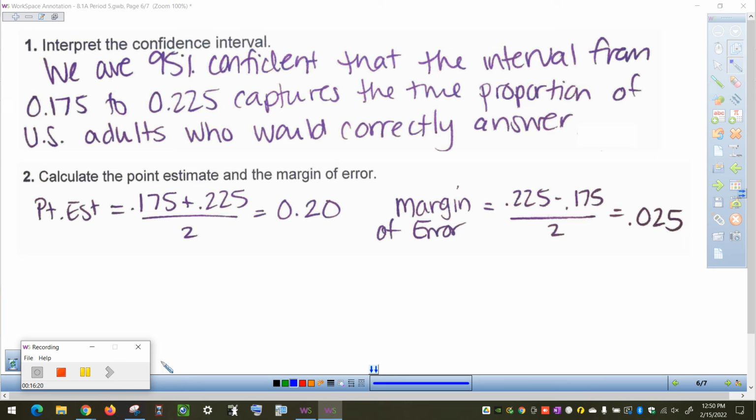All right, now our point estimate is just going to be the exact middle value there, so it ends up being 0.20 or 20%. And then our margin of error, when we find the width of our interval and then divide by 2, we see that our margin of error is 0.025. So when we know how the confidence interval is created, point estimate plus or minus margin of error, it's pretty easy to think about working backwards when you're given an interval to begin with.